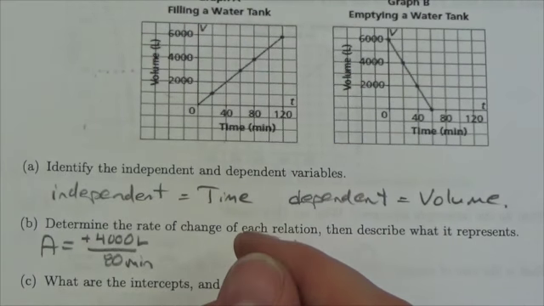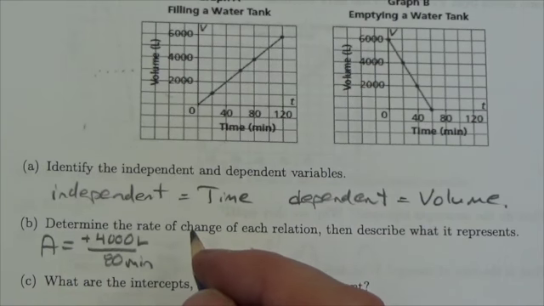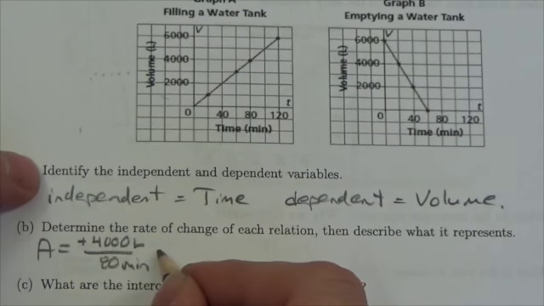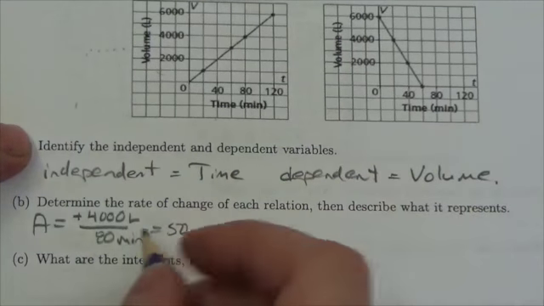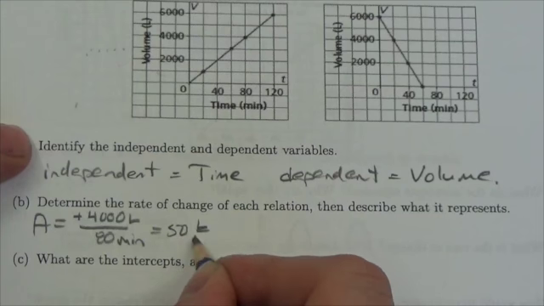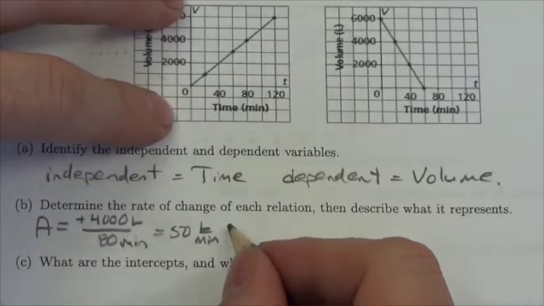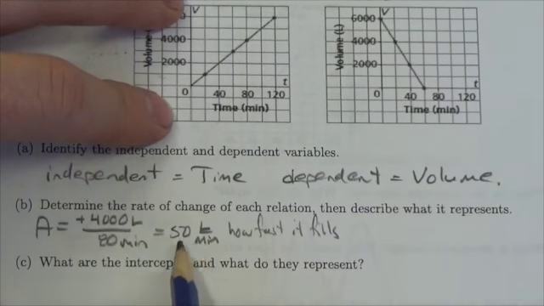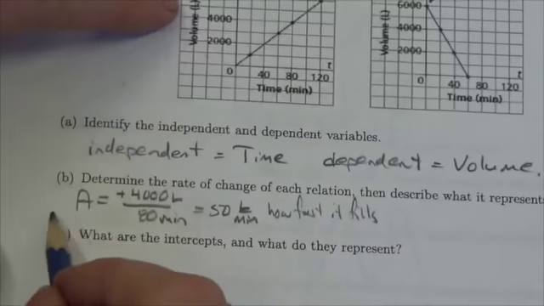Now, if you divide that out, 4,000, and I'm just going to do this on my calculator really quickly, even though I know what the answer is, I just want to make sure that I'm not going to make a fool of myself. 4,000 divided by 80 is going to be 50. But notice that there's nothing to cancel the units here, so it stays liters per minute. That's basically how fast it fills: 50 liters per minute.